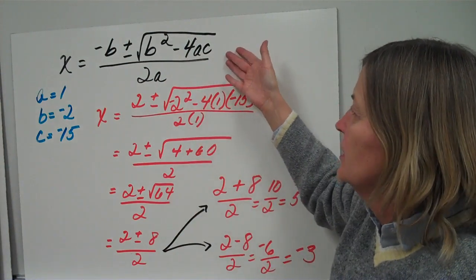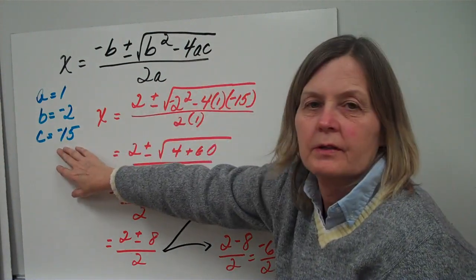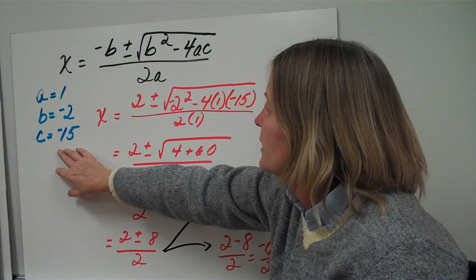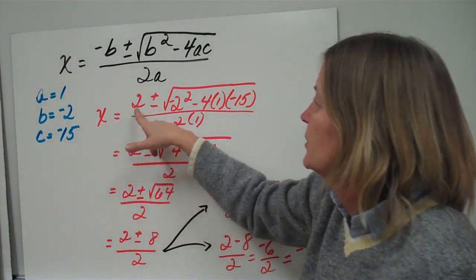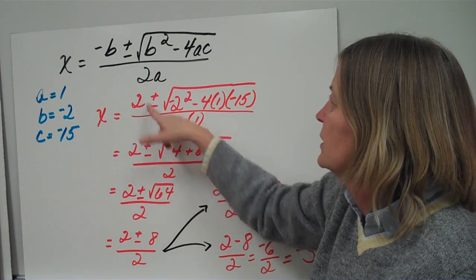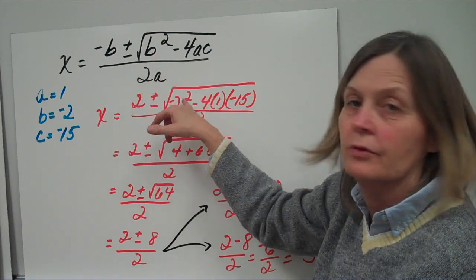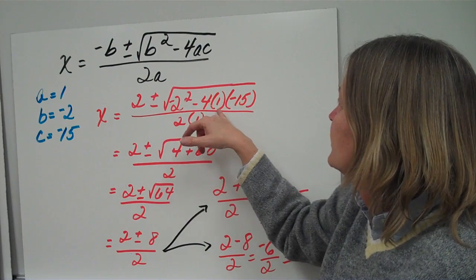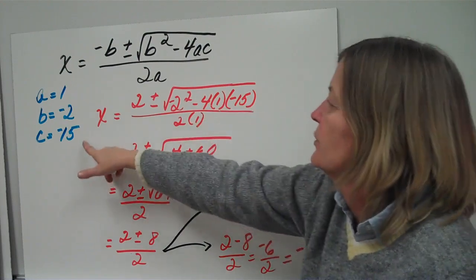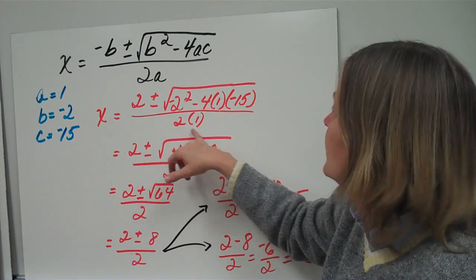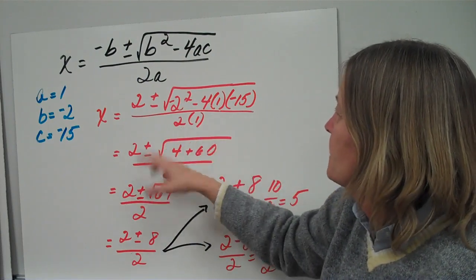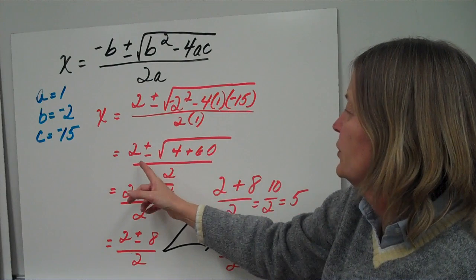Again, you see the formula. Reminder of what the values are for the problem that we're doing here. So x will equal opposite of b, so it becomes a positive 2, plus or minus b squared, which is negative 2 squared, minus 4 times the a times your c, which is negative 15. All of that has a denominator of 2, a being 1. We're going to simplify again. Keep the 2, plus or minus.